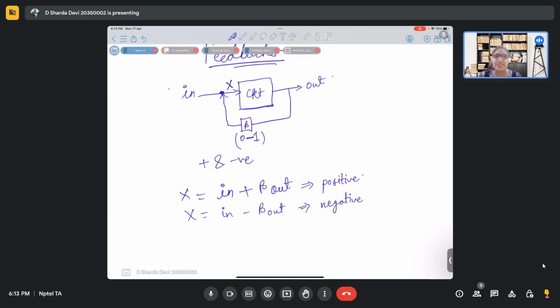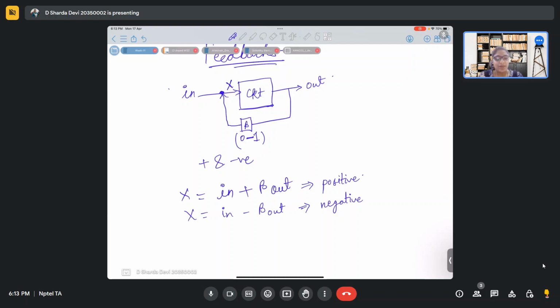Whether you are taking something out of your input or you are feeding something into the input, adding into the input, makes it positive or negative feedback. Now, coming to electrical circuits, these two feedbacks are used. Both the feedbacks are useful and they both have their advantages and disadvantages.